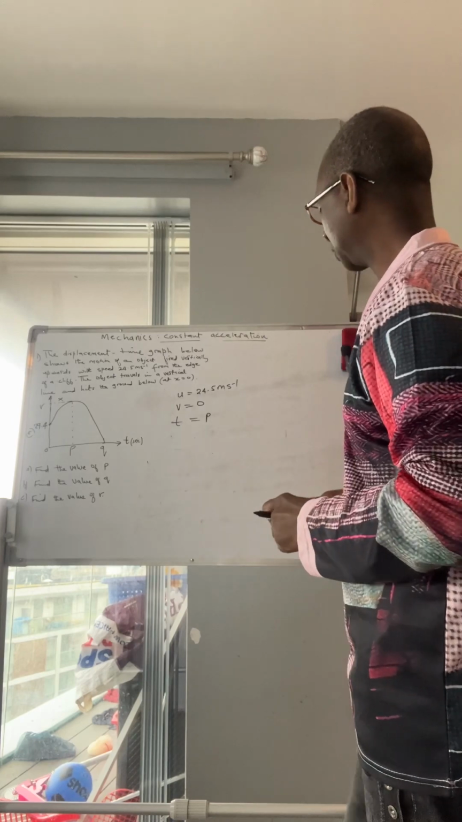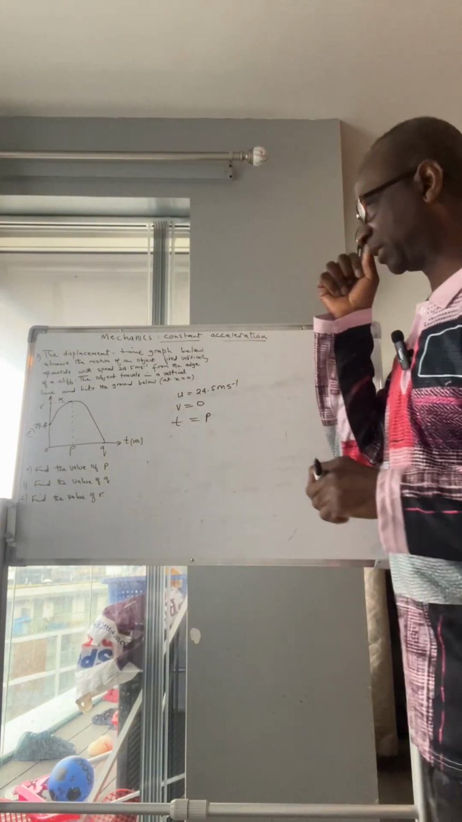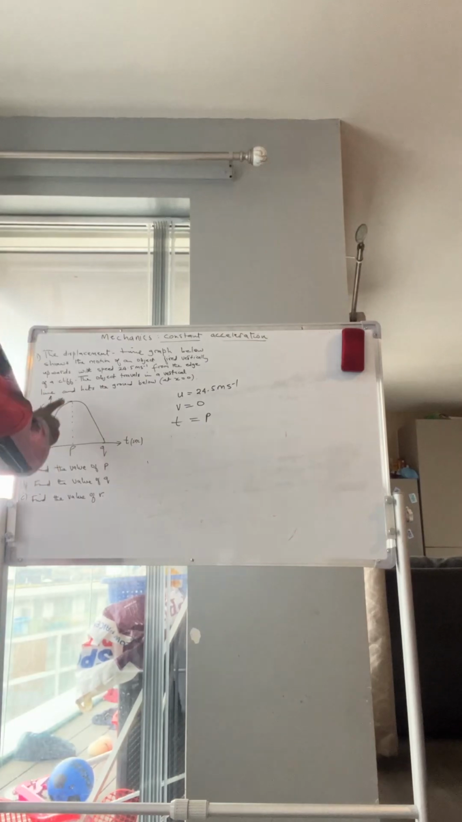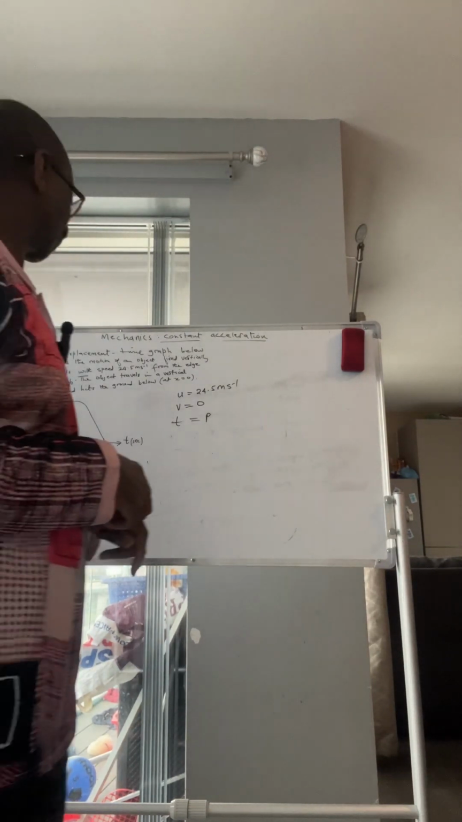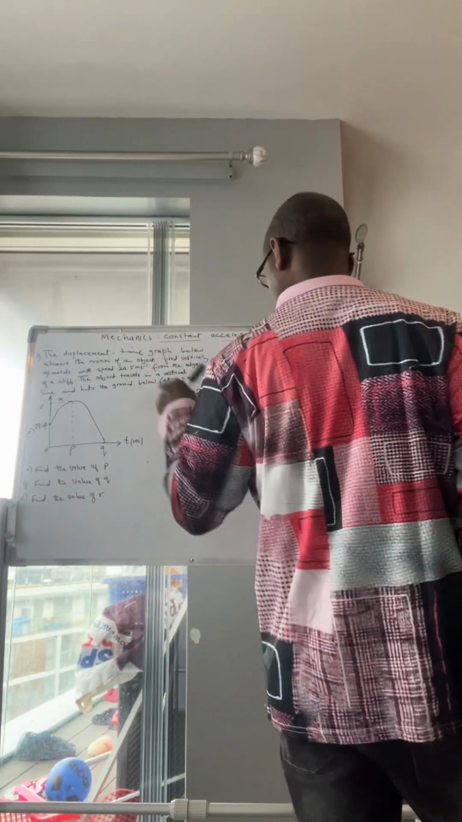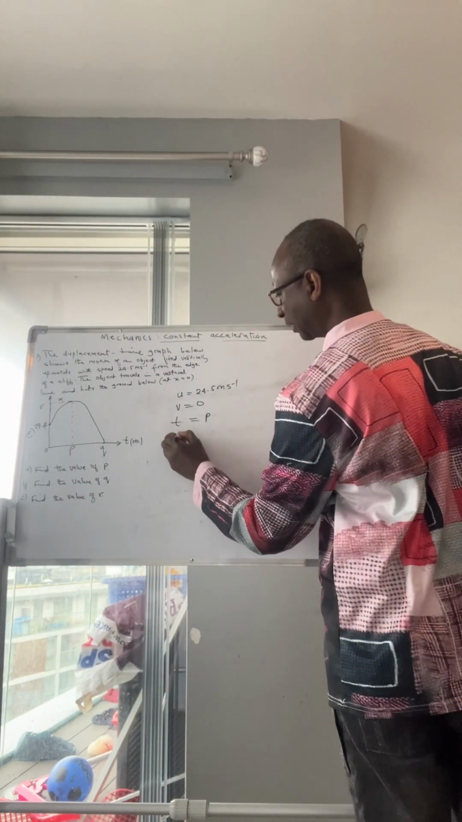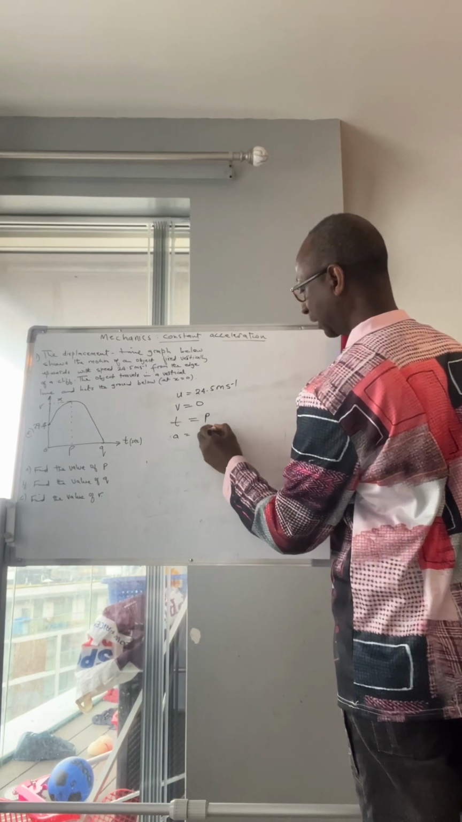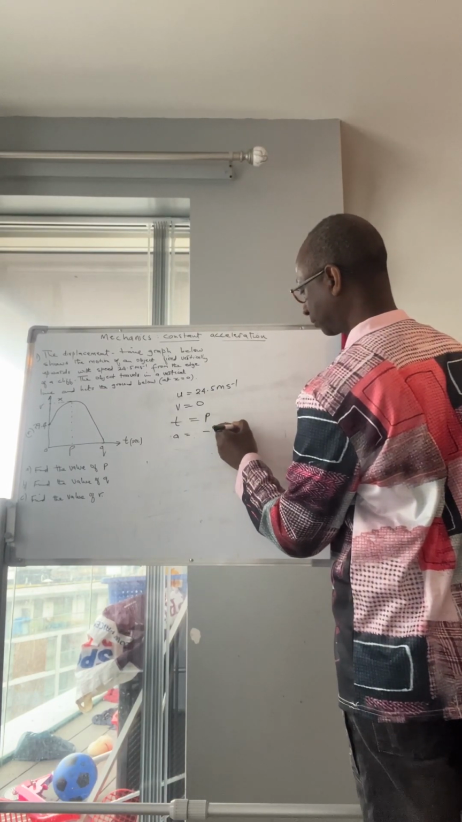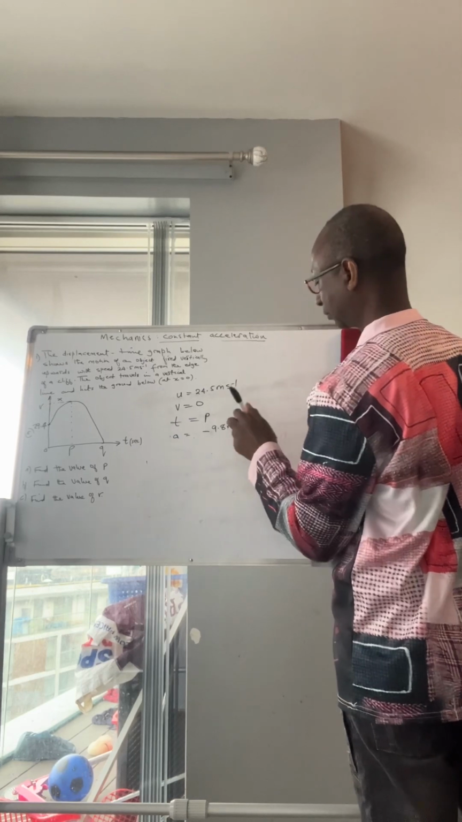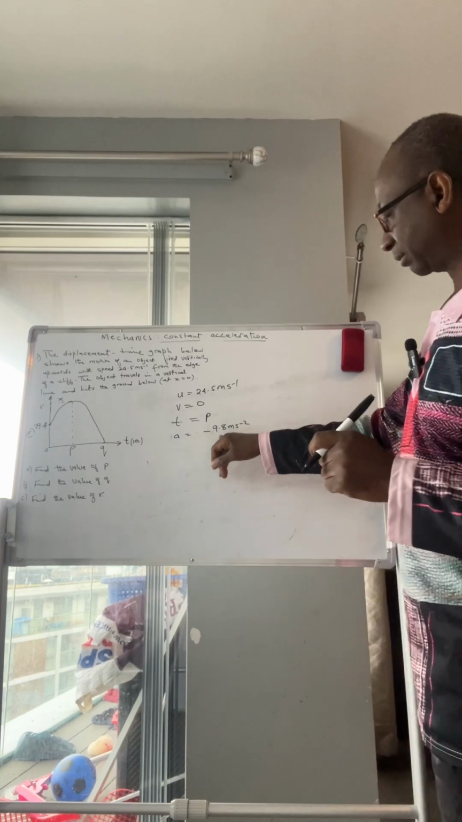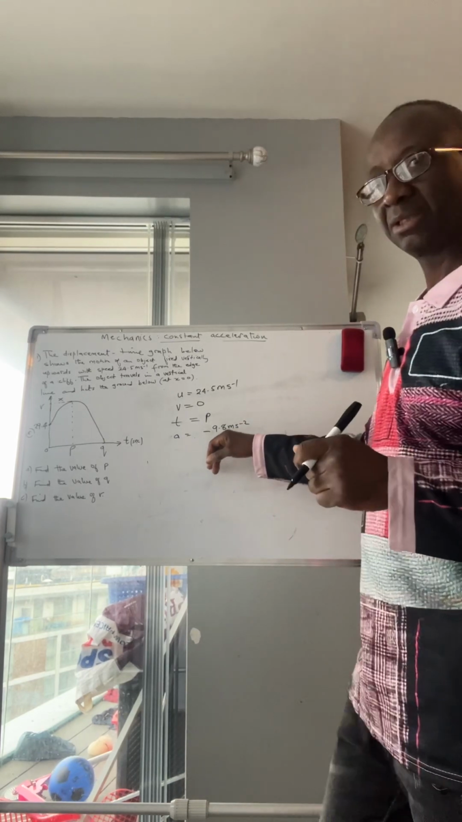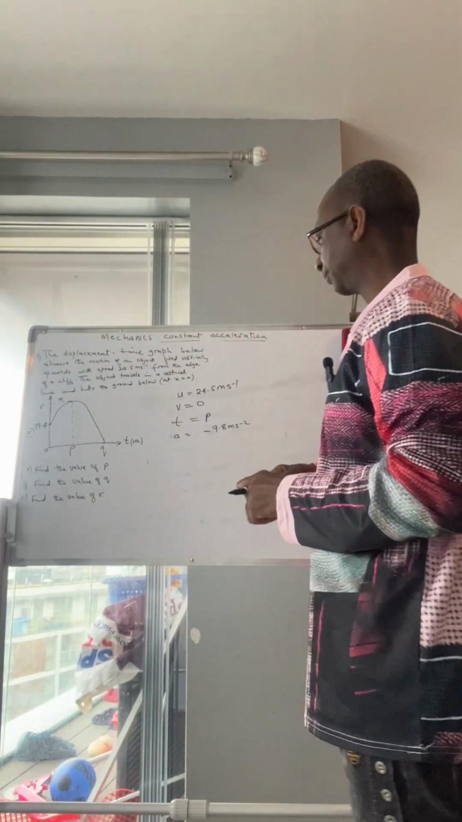What other information do we need? We need the acceleration due to gravity. This object is fired vertically upwards, so we take upward motion to be positive. And therefore acceleration due to gravity on that particle is going to be a equals minus 9.8 meters per second squared. Some books give this as minus 10 meters per second squared.